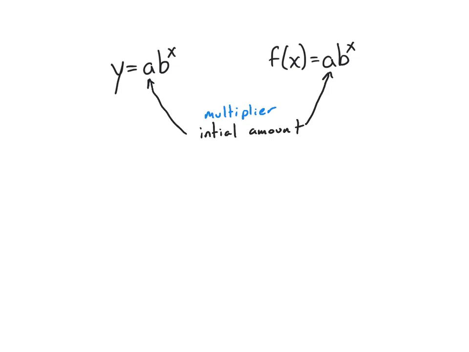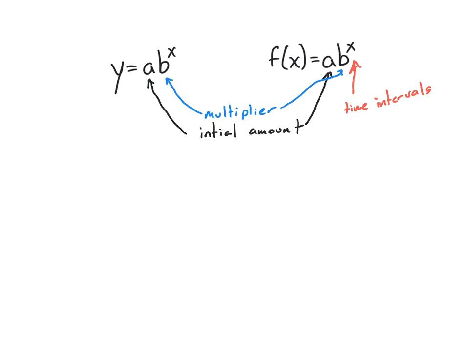For instance, if we're talking about bacteria, and we start with 100 bacteria, b will tell me how fast it's growing. Is it doubling, tripling? What's happening to the bacteria? And then we have our exponent. Our exponent tells me how many time intervals there are. So my x is time intervals. And we have to be careful with that one. It's not just necessarily how much time is passing by. We'll talk about that in a second.